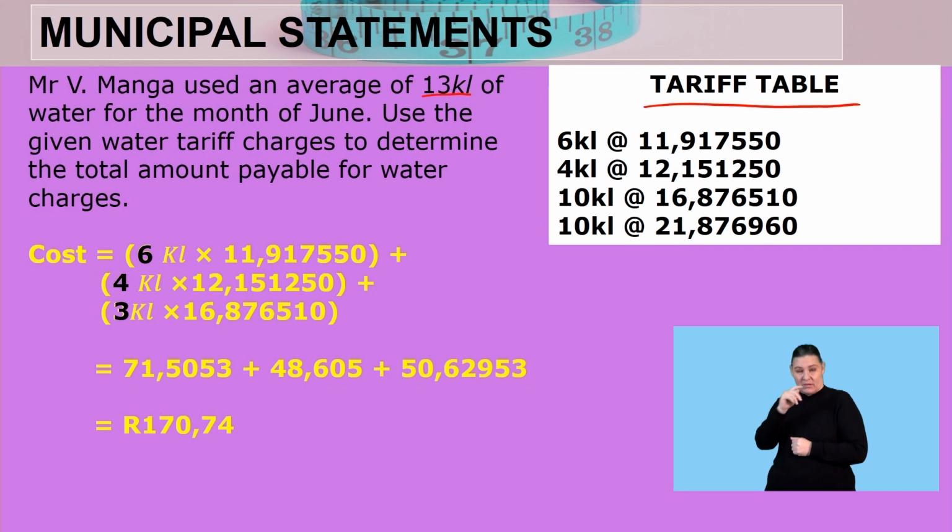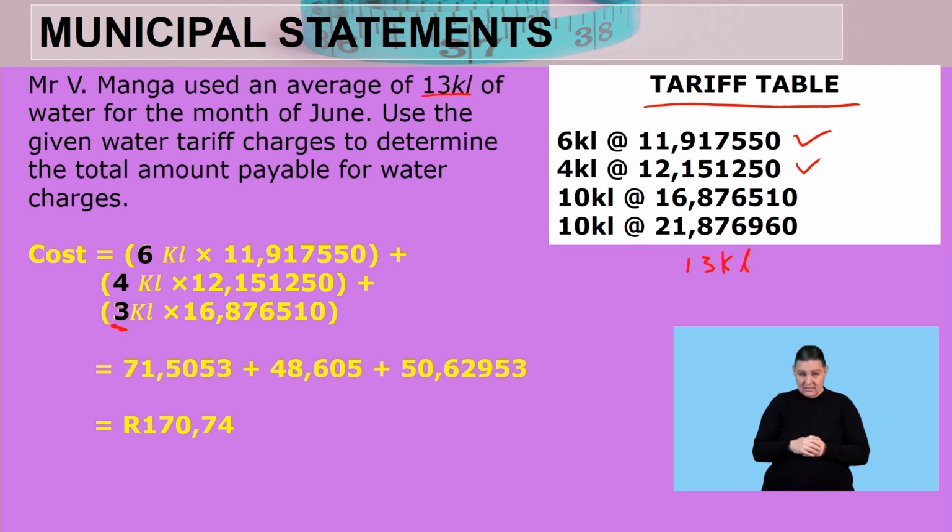Let's see what I've done. I've said for the first 6 kiloliters, you are charged 11.917550. For the next 4, you are charged 12.151250. And then we get 3. Now, where does that 3 come from? Here's what we have. We've got 13 kiloliters.